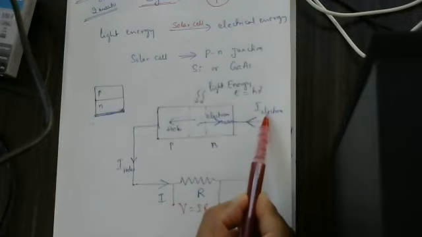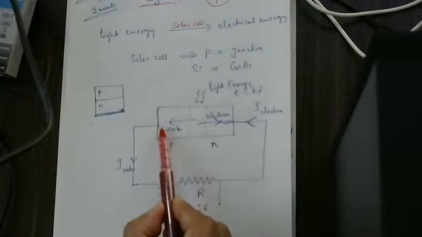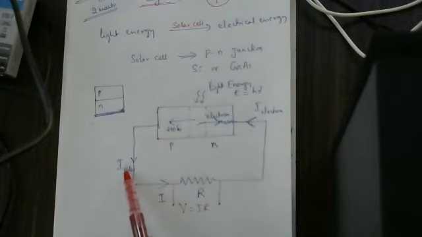Electric current due to that one is equal to 0. Holes are not moving here. This whole current is equal to 0. This current is equal to 0. This voltage is equal to 0.